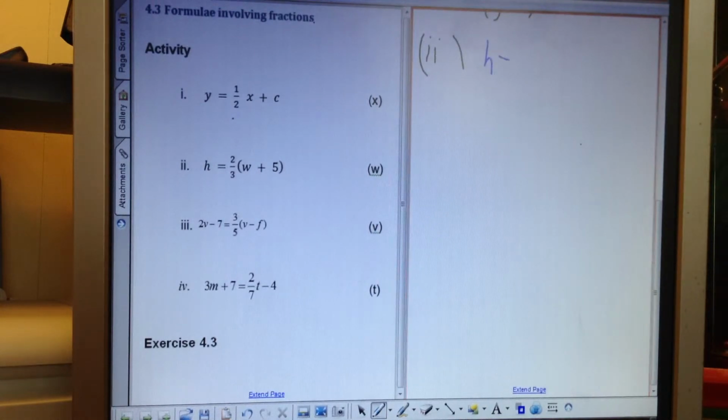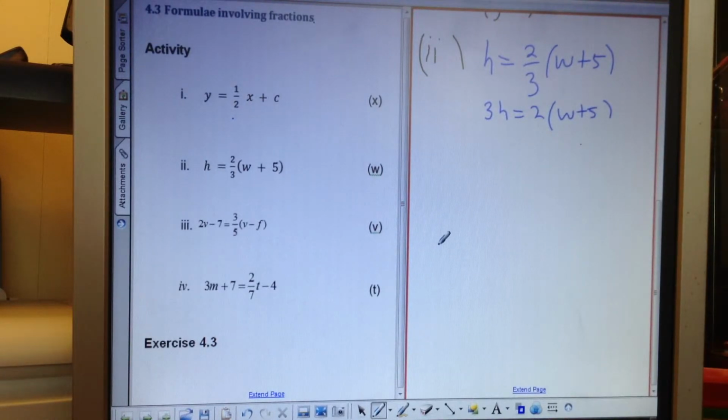We have h equals 2 over 3 into w add 5. Over here, the straight away thing to do is to get rid of the fraction by multiplying through by 3. So we're going to get 3h equals 2 into w add 5. So we have no more fraction in the formula.